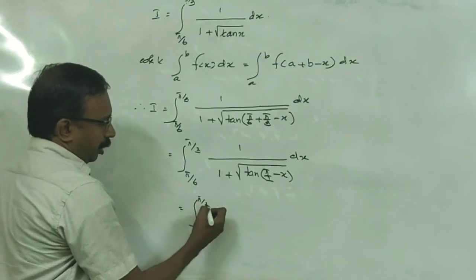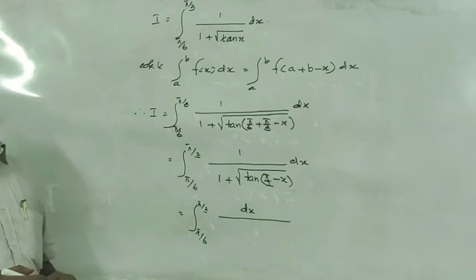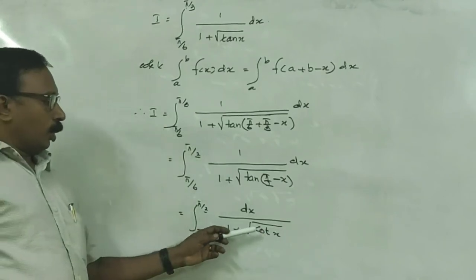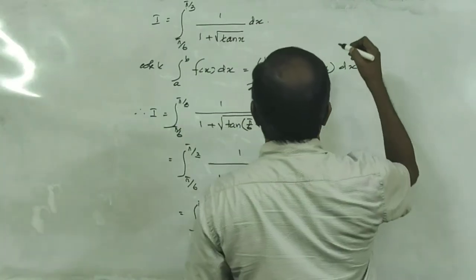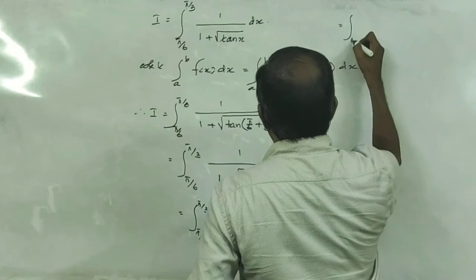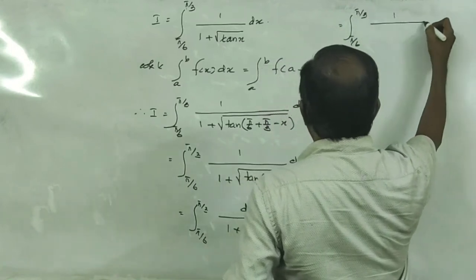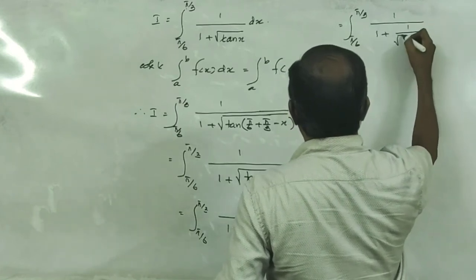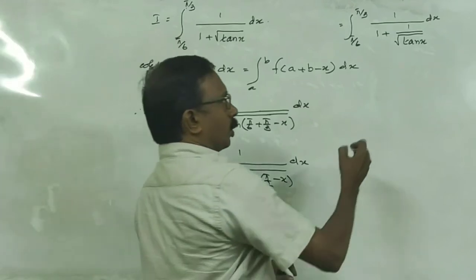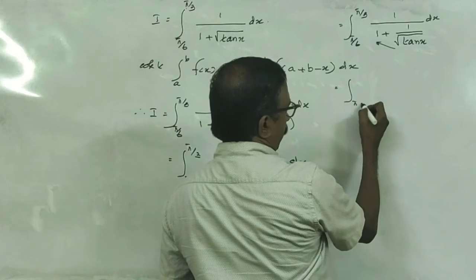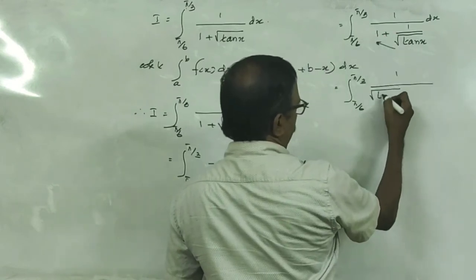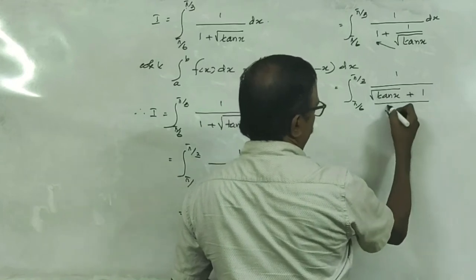Integral pi by 6 to pi by 3 dx divided by 1 plus root cot x. Root cot x is 1 by root tan x. That is equal to integral pi by 6 to pi by 3, 1 divided by 1 plus 1 by root of tan x, into dx. Now cross multiplying we have, that is integral pi by 6 to pi by 3, 1 divided by root tan x plus 1 divided by root tan x into dx.